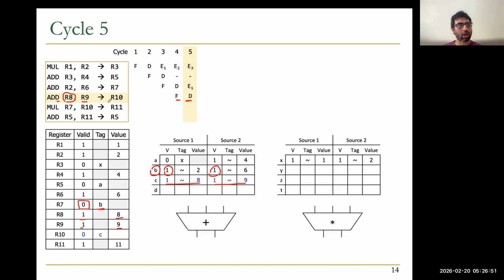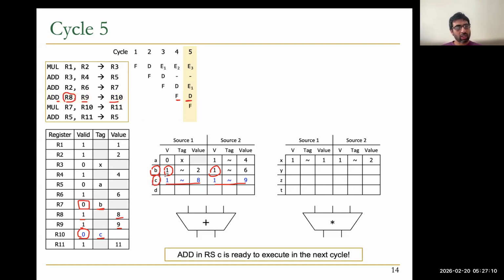And then for the output R10, we need to rename the R10 register. So here we mark it as invalid. So output registers are always marked invalid initially. And then in the tag column, we record the ID of reservation station C, right?